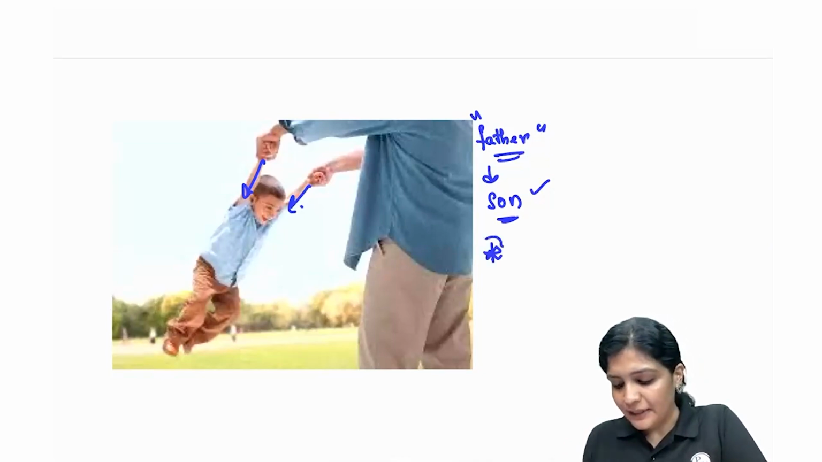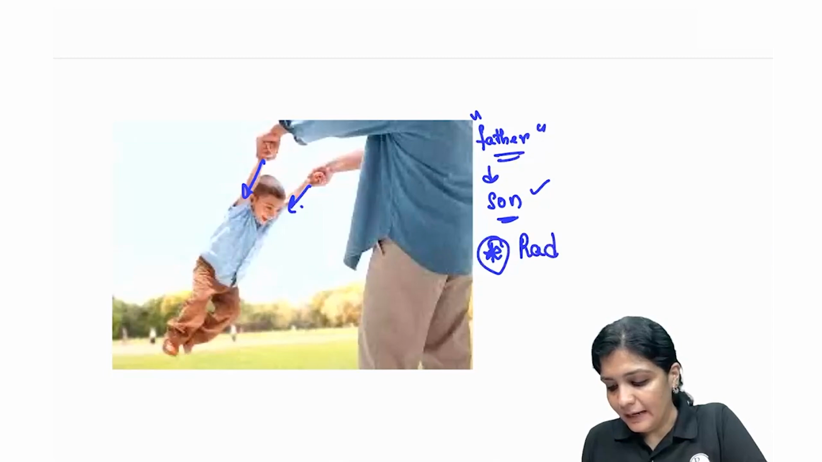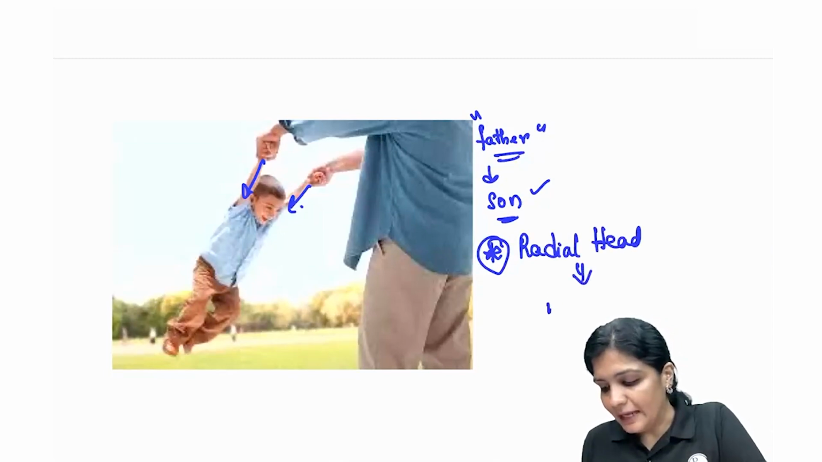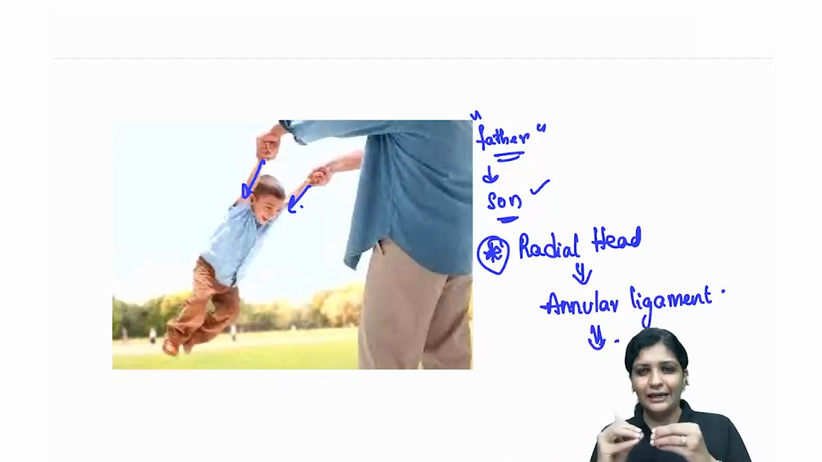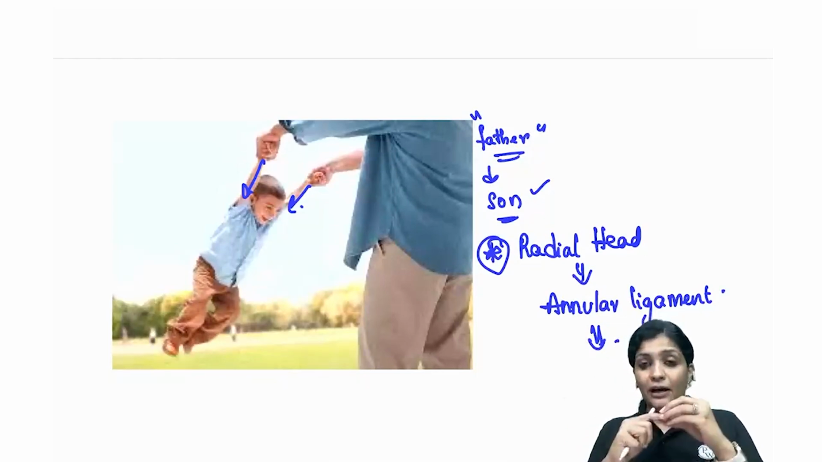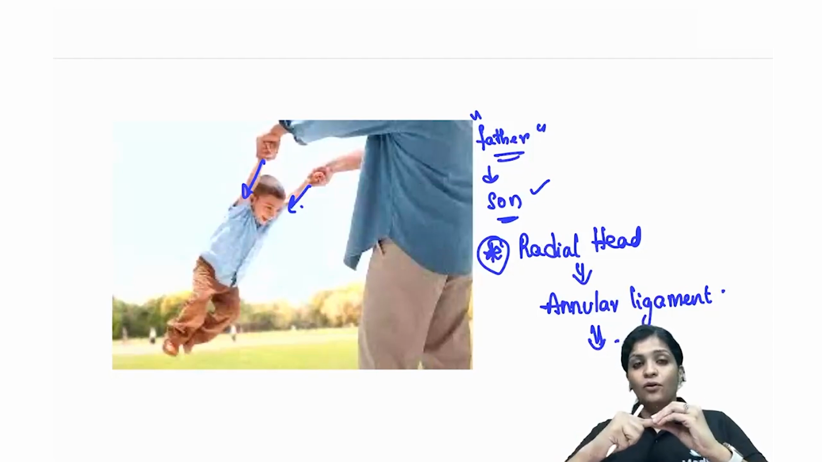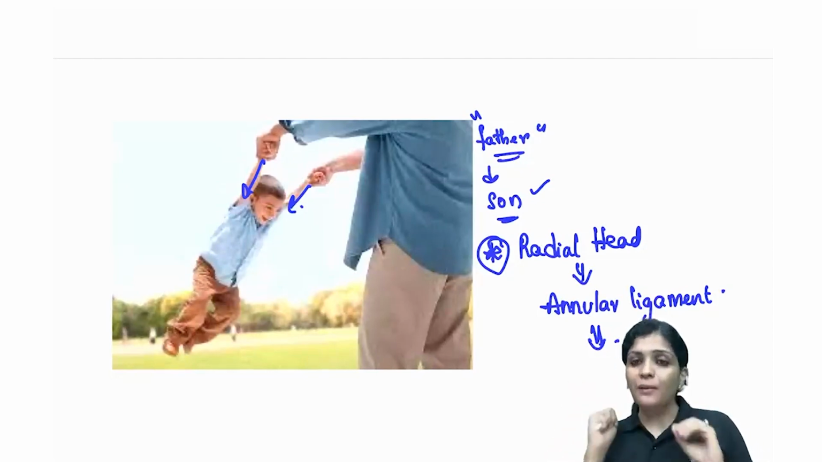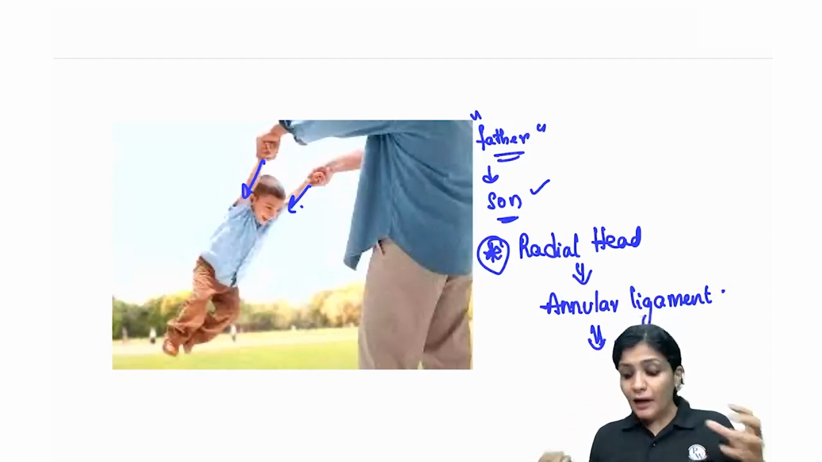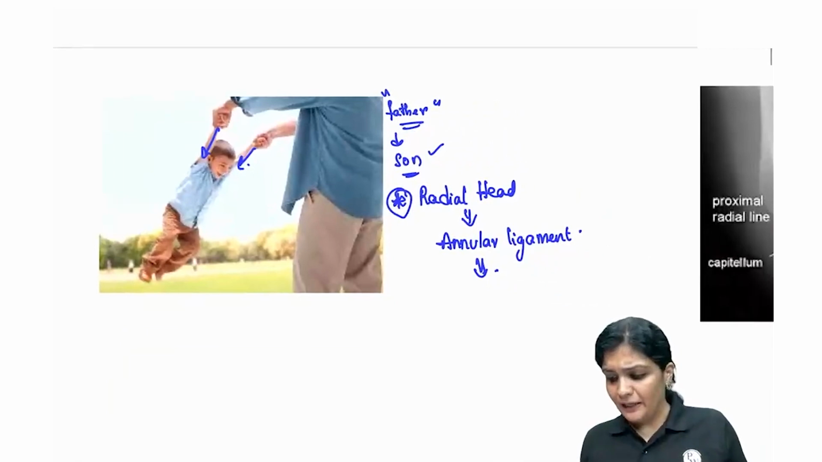What happens is the radial head, which is supposed to be present inside the annular ligament, will suddenly pop out of it, right? So whenever this radial head is nicely sitting, covered around by the annular ligament, so this would be annular ligament and this is your radial head which is sitting, and due to the sudden pull, this radial head will come out of this ligament, and now the patient will have severe pain, right?